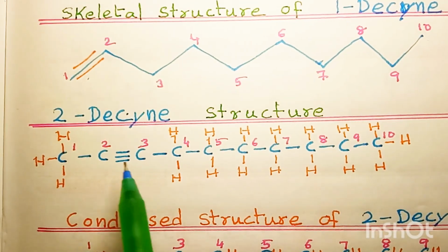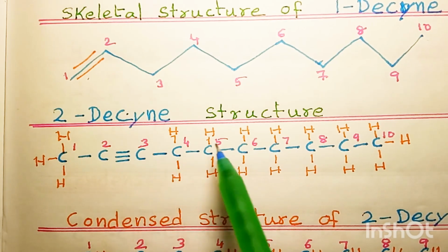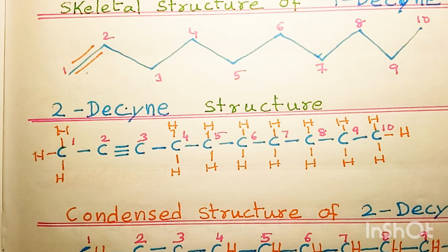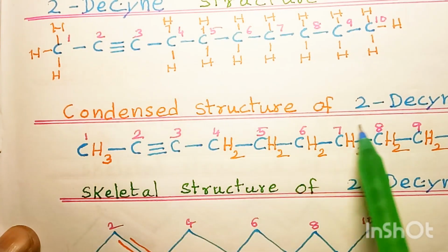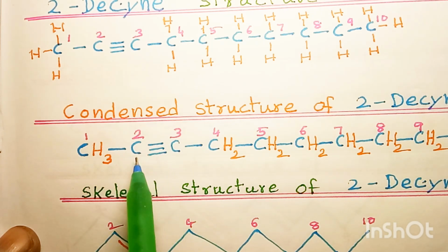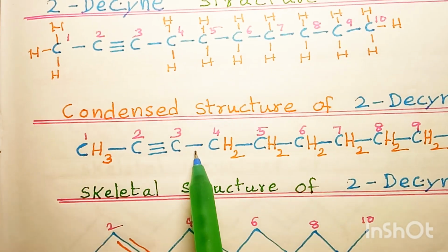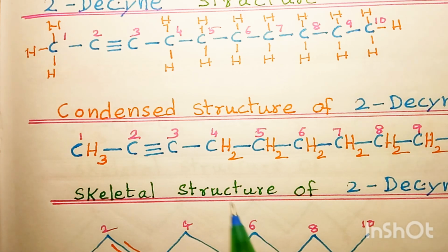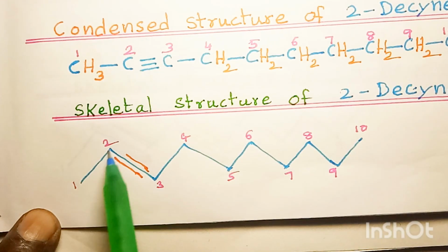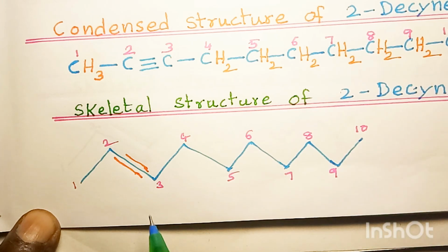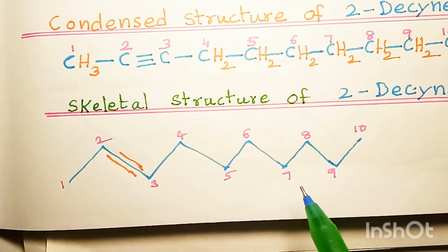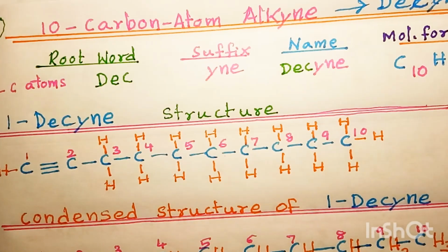2-decyne structure. The triple bond will be between second and third carbons, so it is called 2-decyne. There are 10 carbon atoms altogether and 18 hydrogen atoms altogether. Condensed structure of 2-decyne: we start with CH3 and a triple bond between second and third carbon atoms. Now for the skeletal structure of 2-decyne, we draw a zigzag line up to 10 and add 2 more lines between 2 and 3. So it becomes 2-decyne.